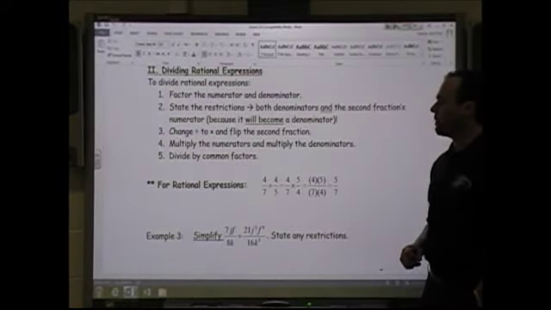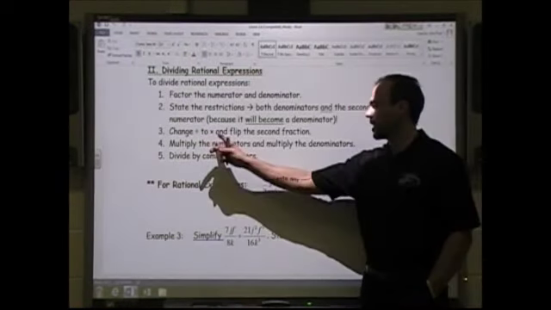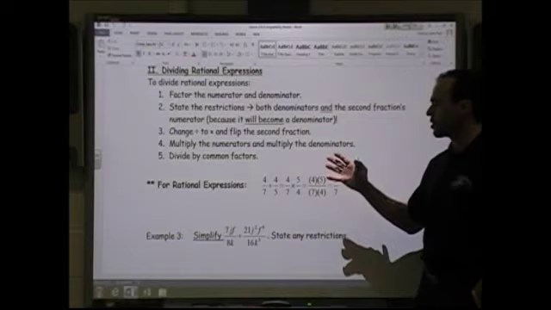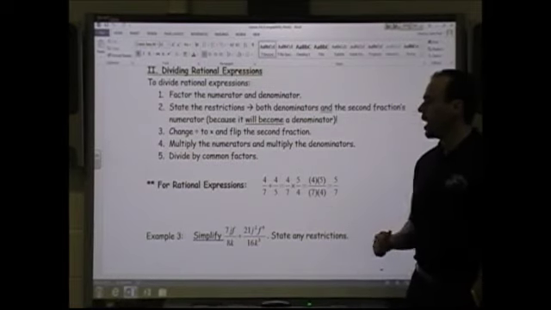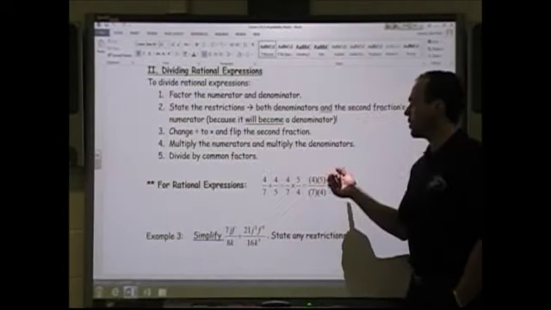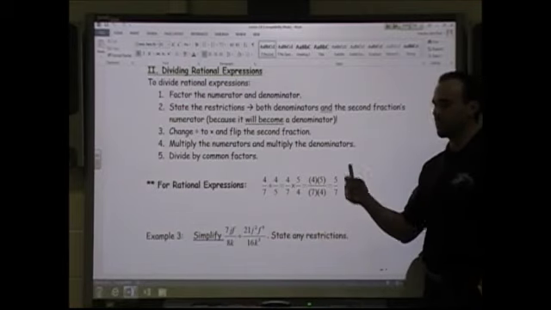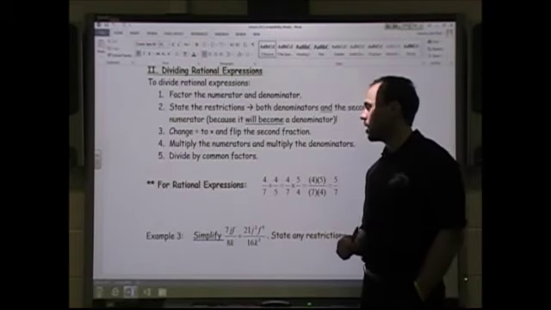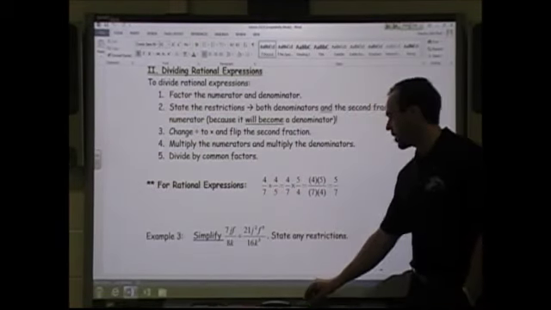Change the division sign to a multiplication sign and flip the second fraction. So multiply by the reciprocal. And then step 4, multiply the numerators and multiply the denominators because it becomes a simple multiplication problem after that. And then divide by common factors.